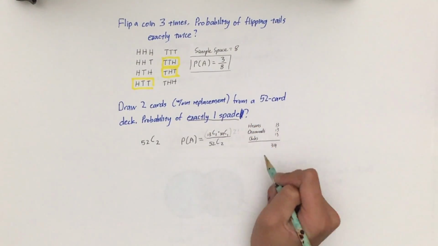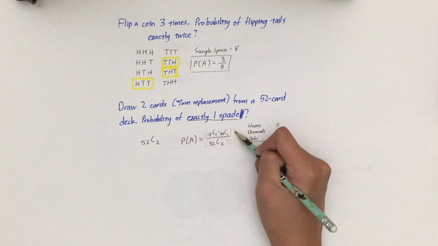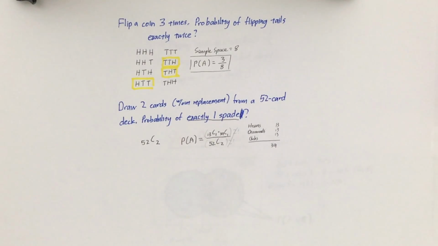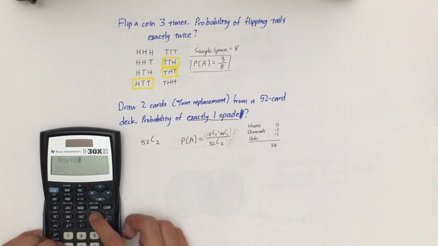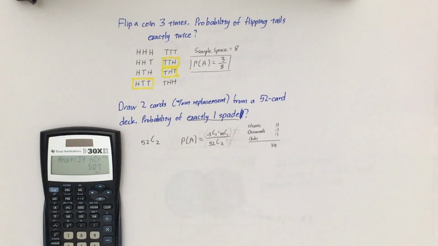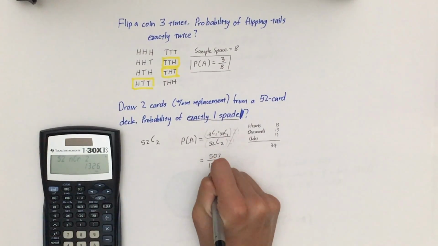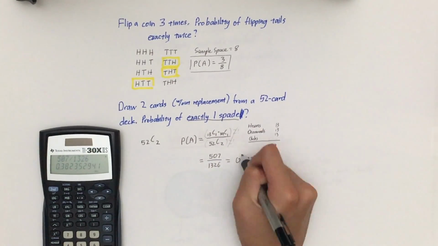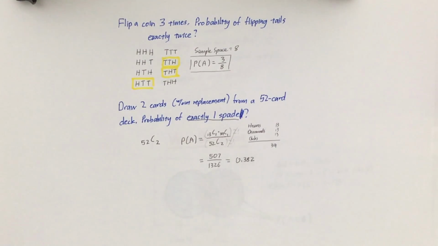You can see if I arrange the 2 cards in 2 factorial ways, then they would cancel each other out anyways. So if you work this all out, then you get that the probability of drawing exactly 1 spade is 507 over 1326, and that's equal to about 0.382.